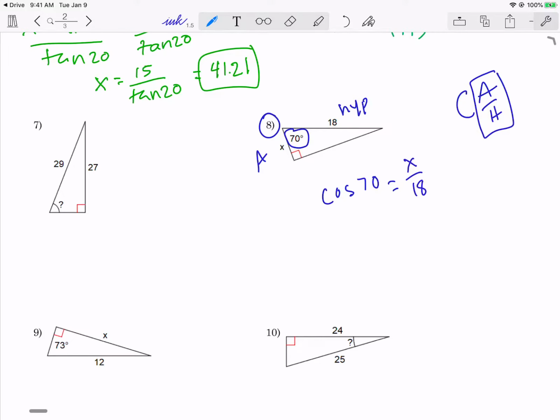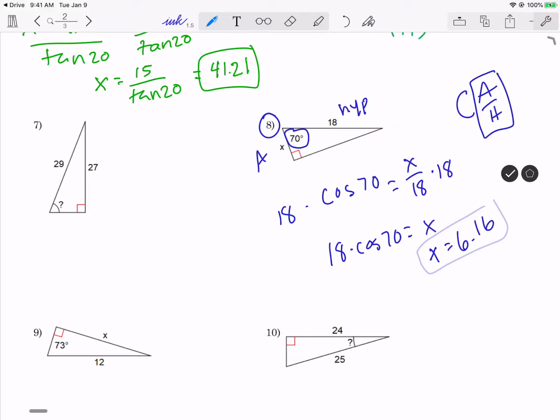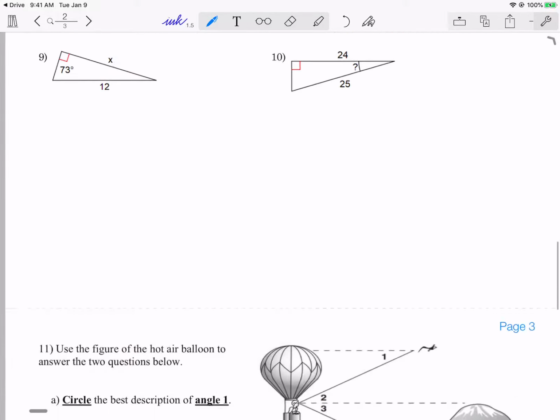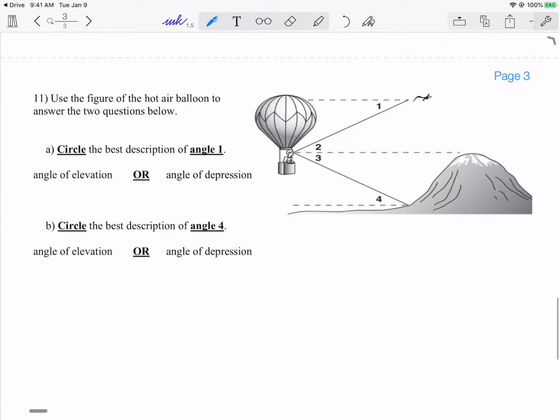These are the ones we love because all we have to do is multiply by the denominator 18. 18 times cosine 70 is what goes into your calculator. So X is going to be 6.16. Be sure to ask us questions via email if you've got them for 7, 9, or 10. Otherwise, check those solutions, and I think you'll be good.